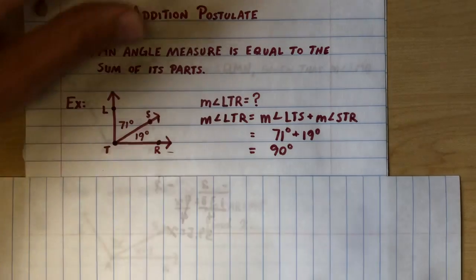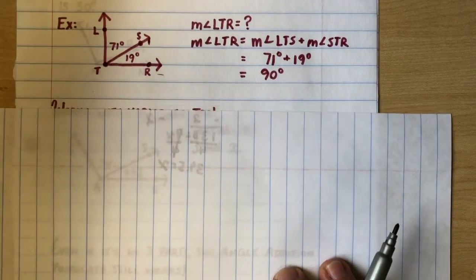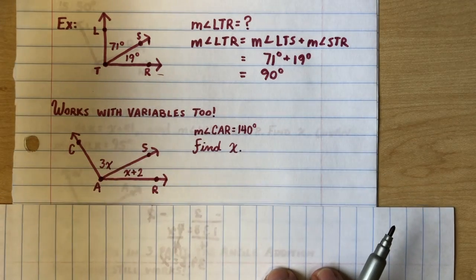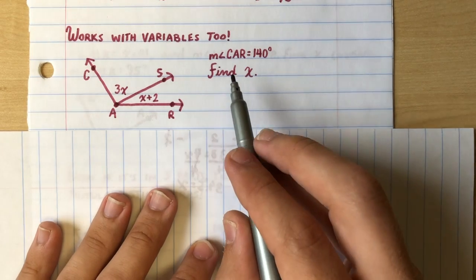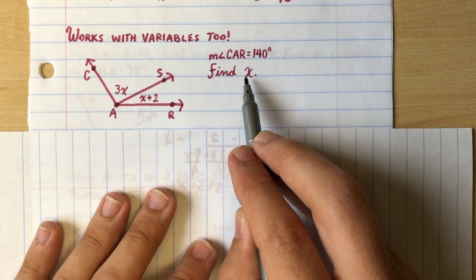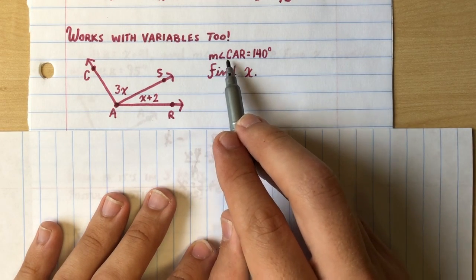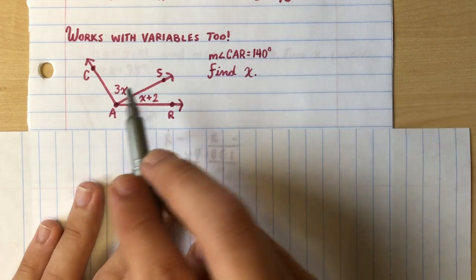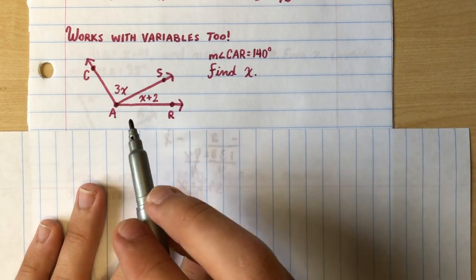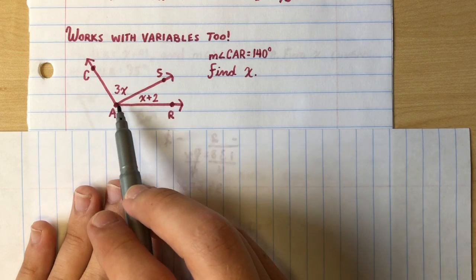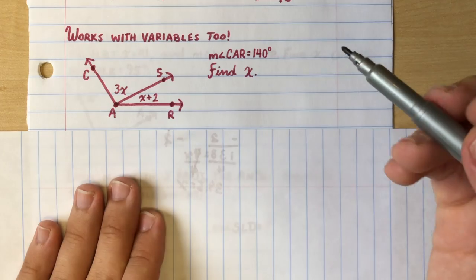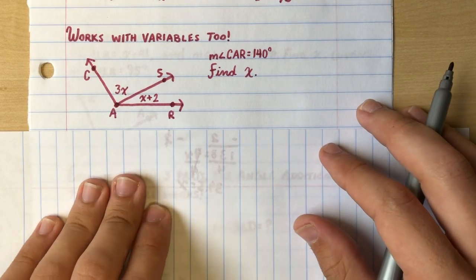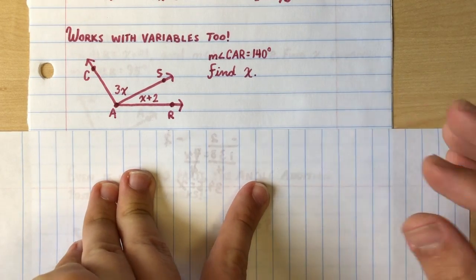Now this works too, even if it has variables. This one's a little bit different in that this time it gives you that you want to find x, and the measure of CAR is 140. And this is CAR. So this time it actually gives you the sum, and you have to figure out a little bit about the parts. We can still use the fact that an angle measure is the sum of its parts to our advantage.